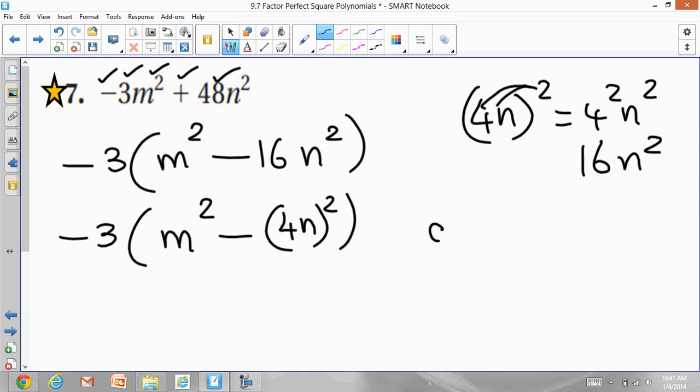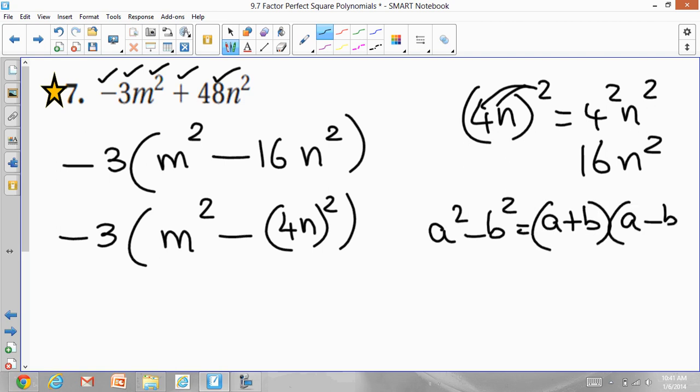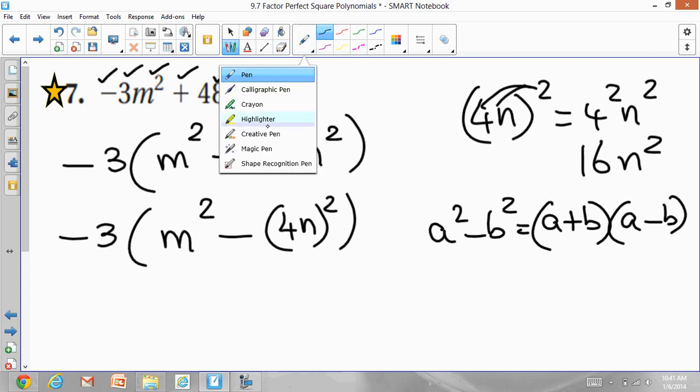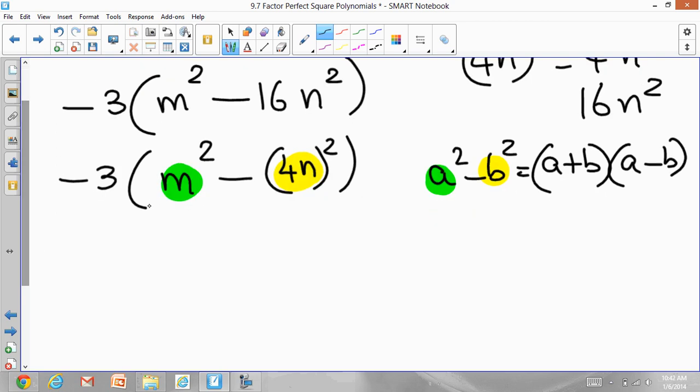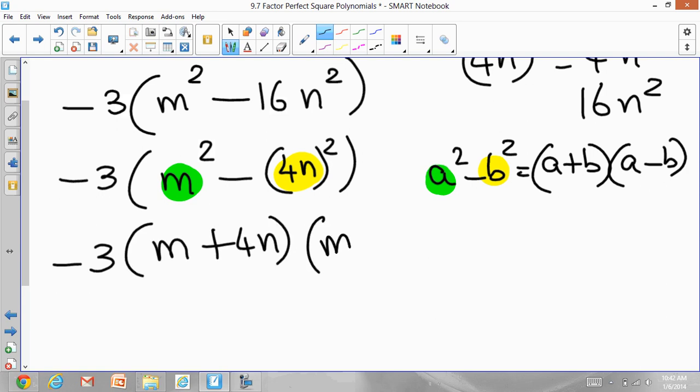So now this looks similar to a squared minus b squared, which will be a plus b, open close parenthesis, open close on a minus b. So if you look at the highlighted one, your a is actually your m and your b is actually a 4n. Once you recognize the similarities, minus 3, there is nothing I can do about it. So this one is a squared minus b squared. So it's going to be m plus 4n, open close, m minus 4n, open close. And this will be the answer.